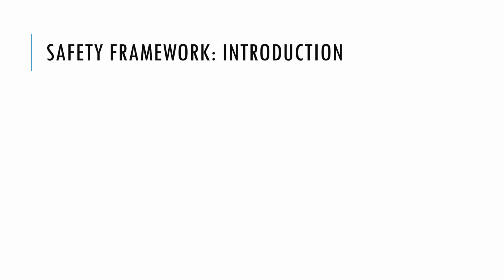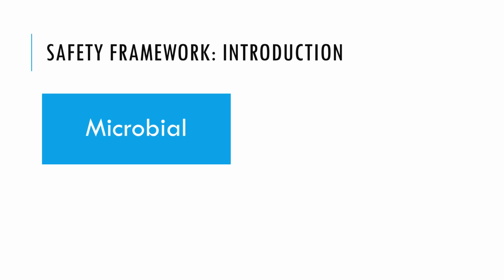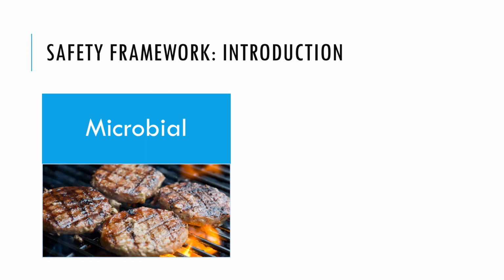We are going to talk about two different types of food safety framework. First one, we'll talk about microbial safety framework. For example, how do I get a good quantitative picture of the bacteria that might be there inside the meat, for example, during the cooking process? Does it survive the cooking process?